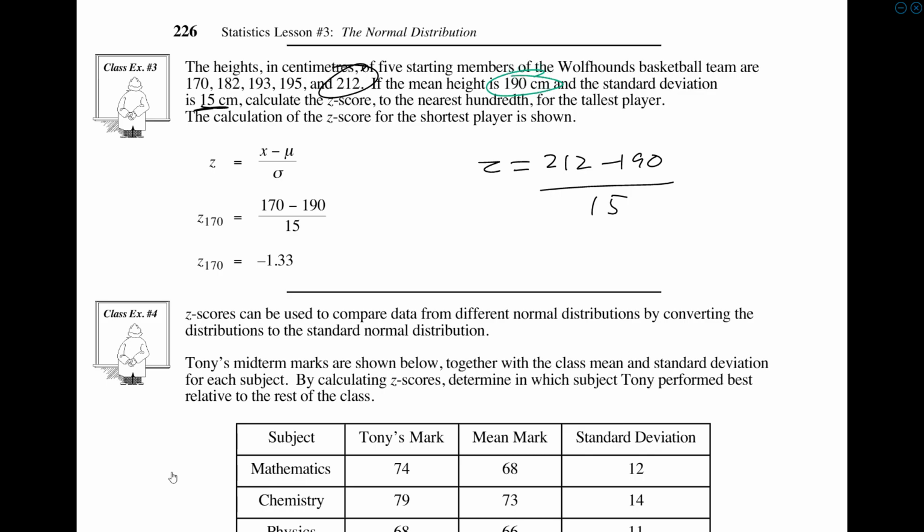So we end up with a Z-score of 22 over 15. And Z-scores use decimals. We definitely use decimals for Z-scores. When you look on your Z-score chart, it's all decimals. So change your fractions to decimals and round them off. 22 over 15 is 1.47.